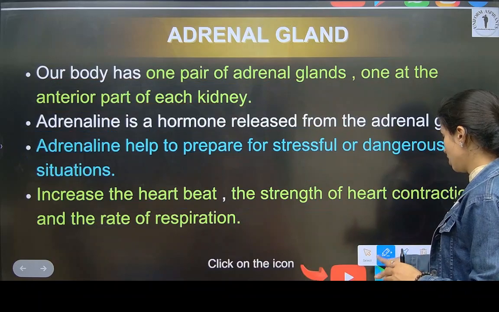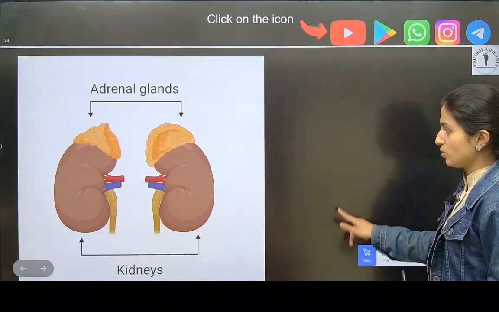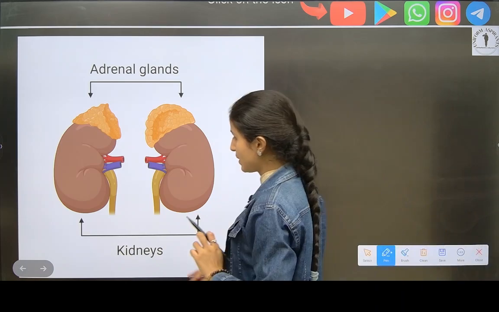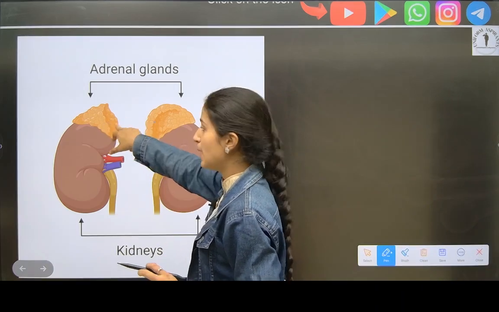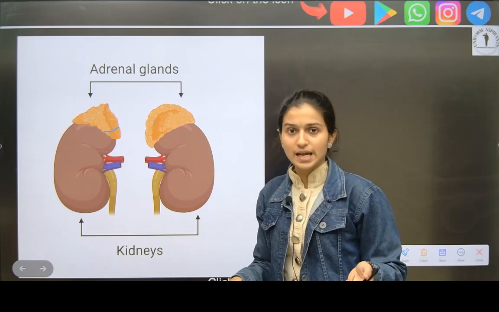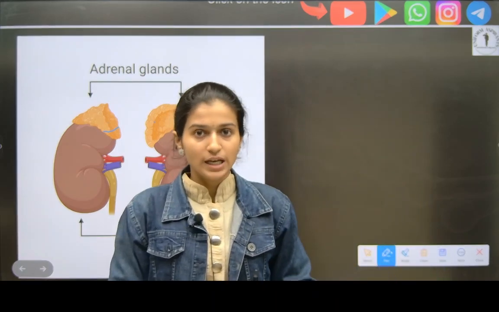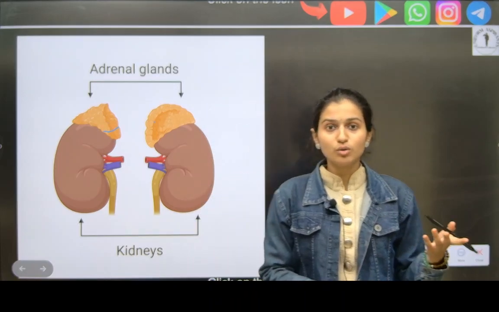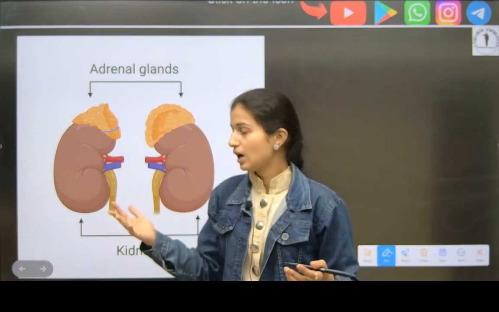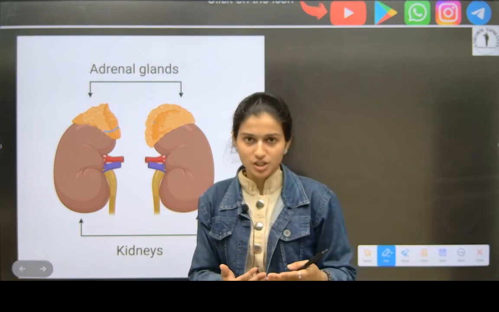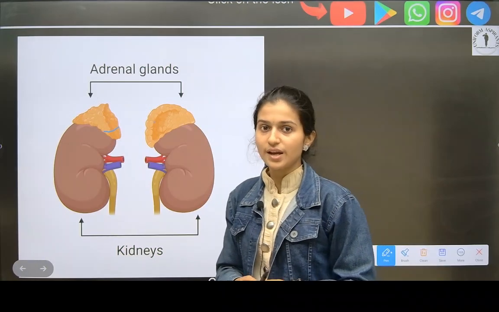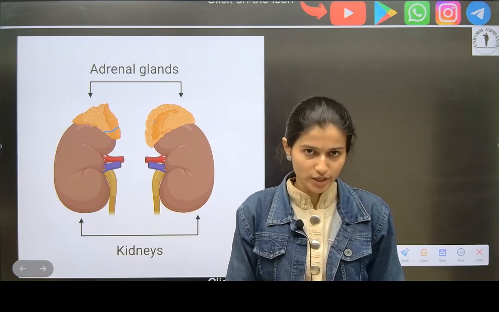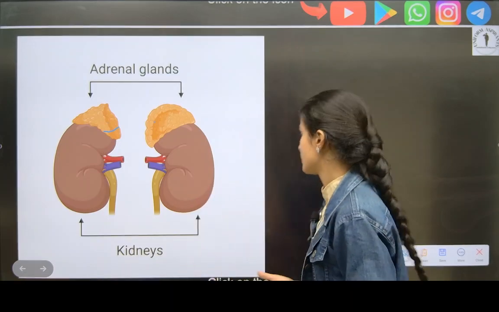Now see further what it does. I told you there is a bean-shaped kidney, and above that the adrenal gland is present. On both kidneys, on each of them, an adrenal gland is present. It strengthens the heart contraction, helps our respiration rate and our heartbeat, and helps our body react in difficult, fearful situations.